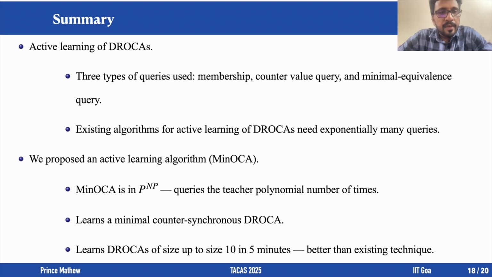So in summary, we have an active learning algorithm for DROCA. It uses 3 types of queries: membership, counter value and minimal equivalence query. We saw that the existing algorithms for active learning of DROCA need exponentially many queries. The proposed algorithm uses a SAT solver and requires only polynomially many queries, and it learns a minimal counter-synchronous DROCA. Our experiments show that MinOCA can learn DROCs up to size 10 in under 5 minutes, which is better than the existing technique.